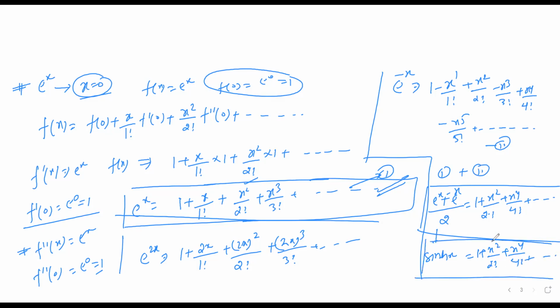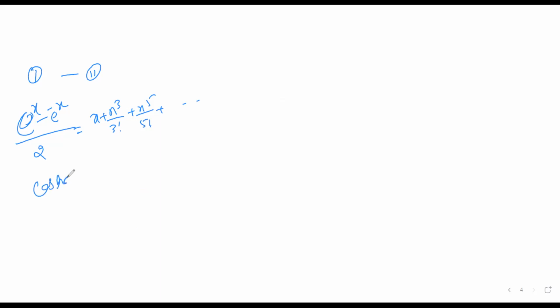Similarly, if you take the difference of 1 minus 2, here you will get odd power. If you get it here minus, that will be the series for sin hx. If you take the difference of 1 minus 2, you will get e raised to x minus e raised to minus x divided by 2 is equal to x plus x cube by 3 factorial, x to power 5 by 5 factorial, and so on. So this is the series for sin hx, hyperbolic. So the series for sin hx is given as x plus x cube by 3 factorial plus x to power 5 by 5 factorial, and so on.